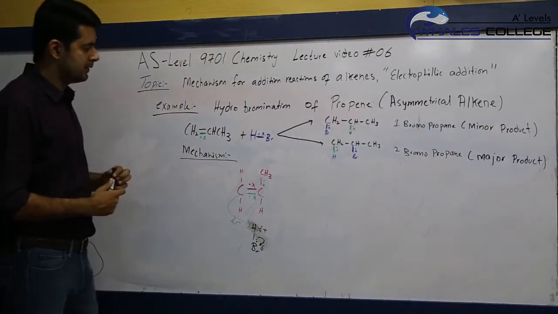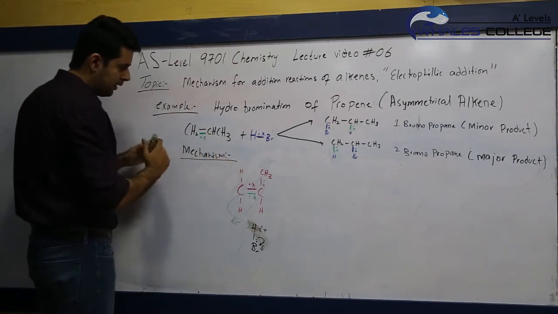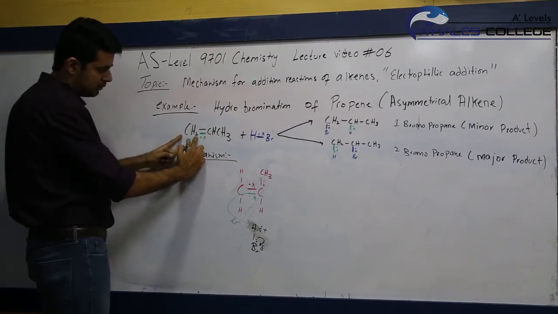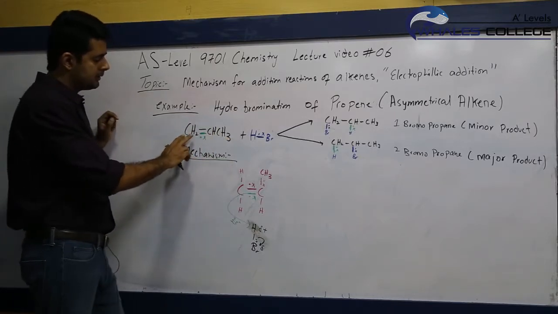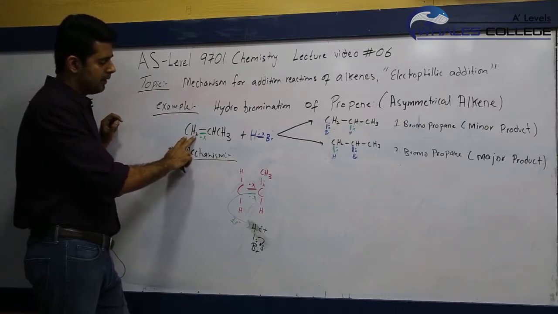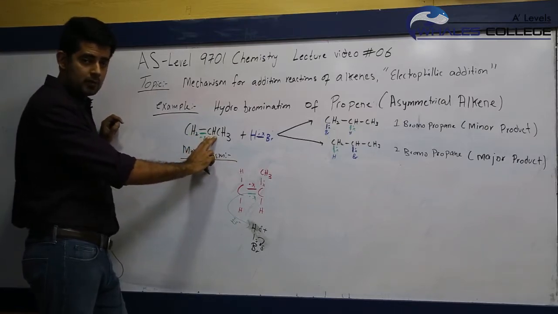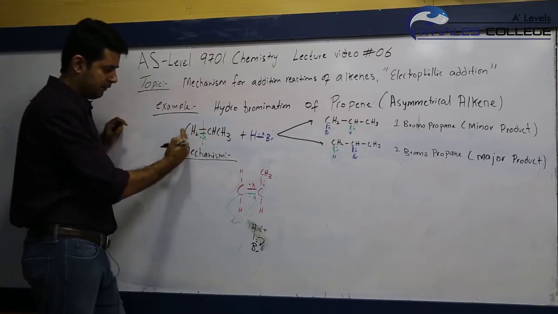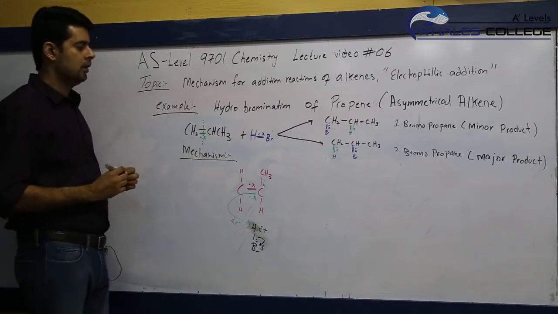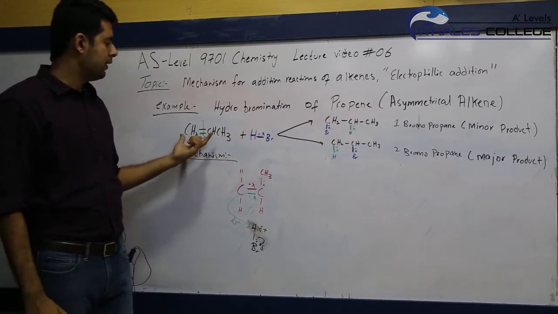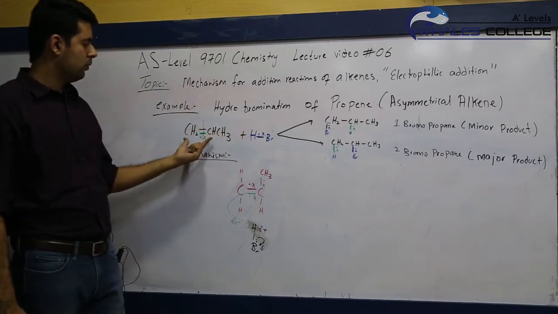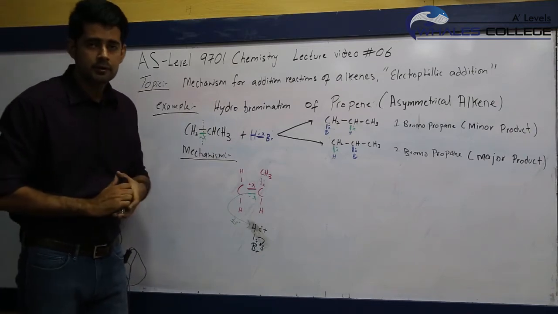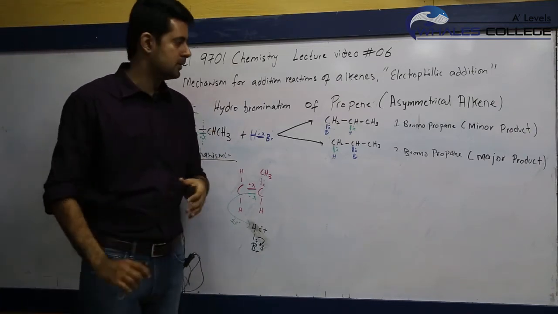What do I mean by asymmetry? If you look at the structure of propene and try to draw a line of symmetry over here, this part CH2 is different from this part. So this carbon involved in the double bond is chemically different from this carbon which is involved in the double bond. I hope you can see asymmetry over here. Now what we observe is that if we add hydrogen bromide to propene, we end up getting two different products which are structural isomers of each other. To be specific, they are position isomers.